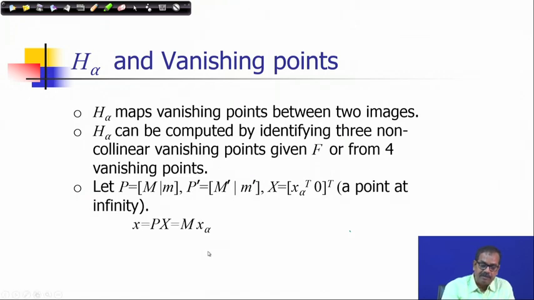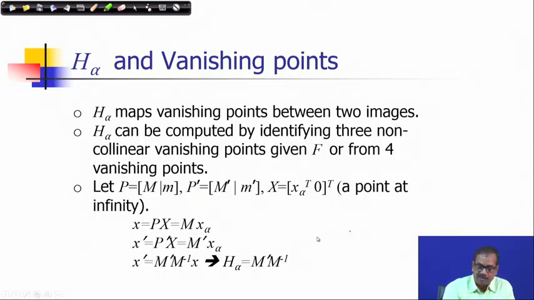If your camera matrices are given in this form, P and P prime, and any point at infinity is given in this form, as we discussed earlier, this shows that H infinity is M prime M inverse. This relationship we discussed while solving a problem itself, that given a general camera representation, the homography at infinity, or plane induced homography when the plane at infinity is the inducing plane, is expressed in this form, H infinity is M prime M inverse.